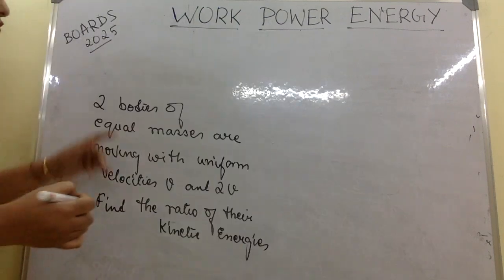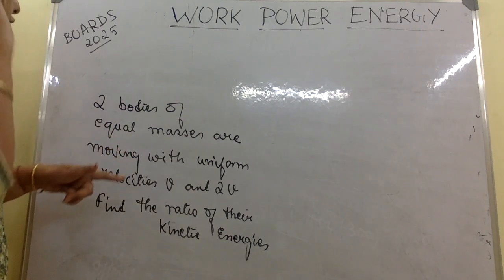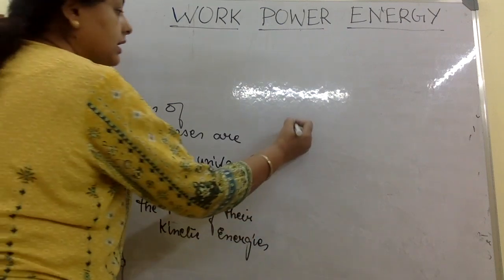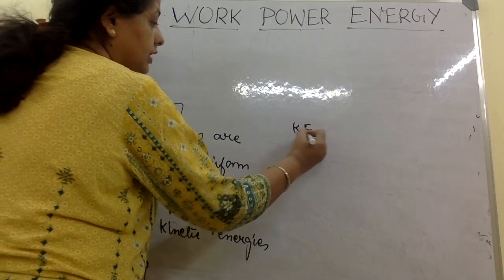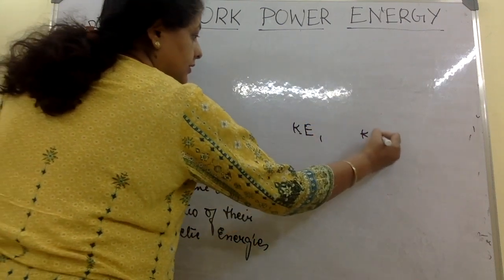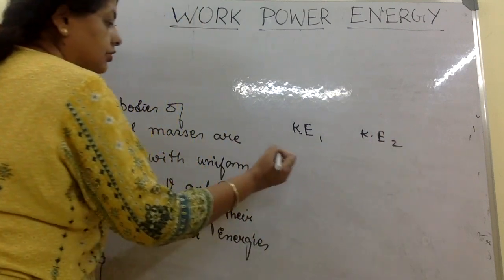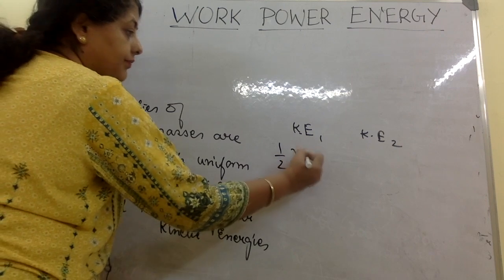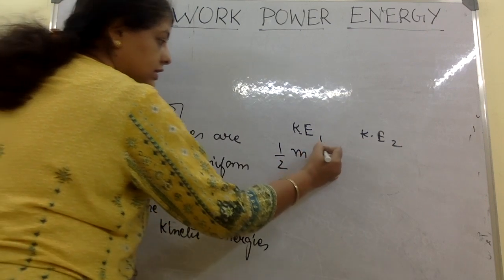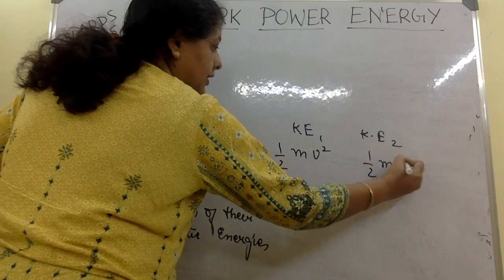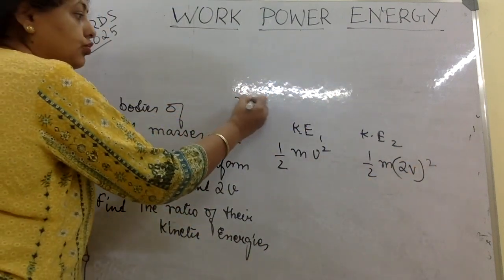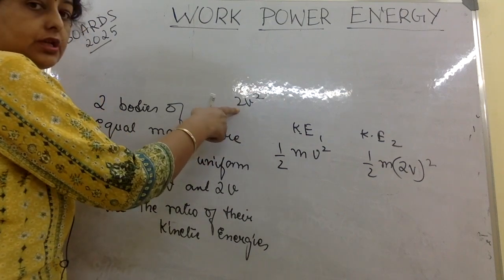Okay, two bodies of equal masses moving with uniform velocities v and 2v, find the ratio of the kinetic energies. Very simply, kinetic energy of the first one and kinetic energy of the second one. Now here mass is the same, so half m v square, half m 2v square. This is where people go wrong. They write 2v square. So this 2 does not get squared.